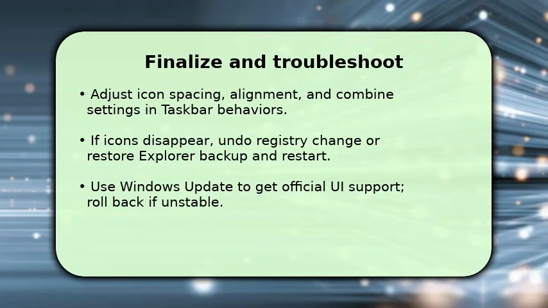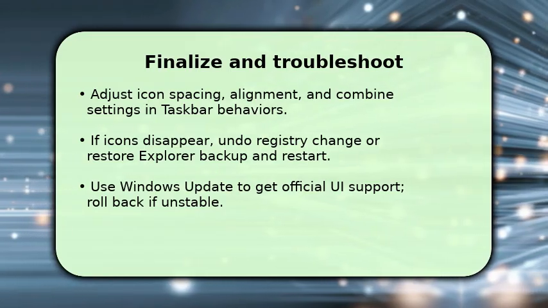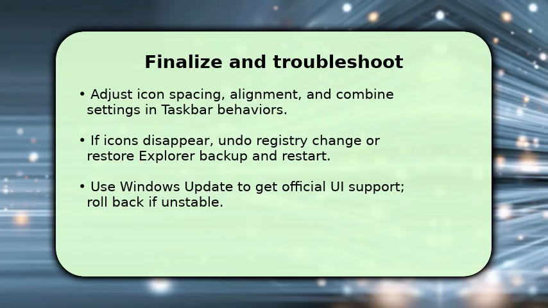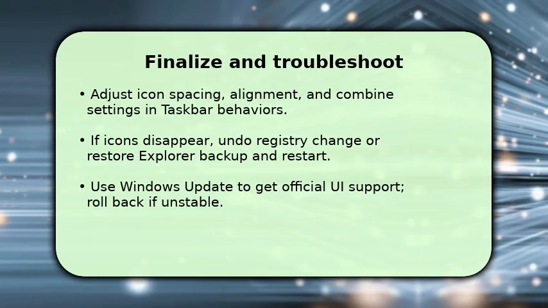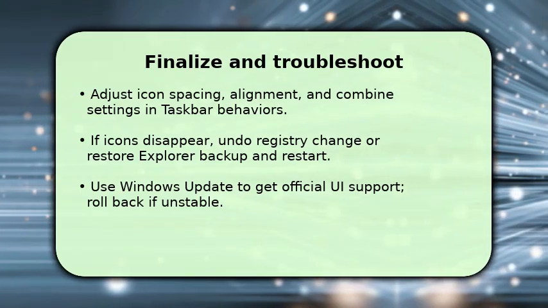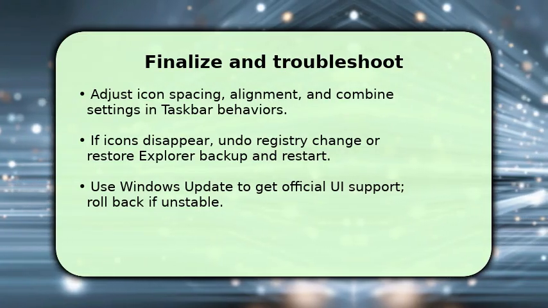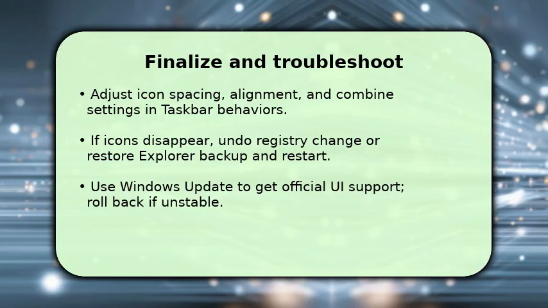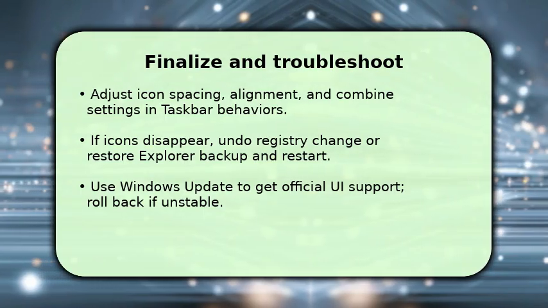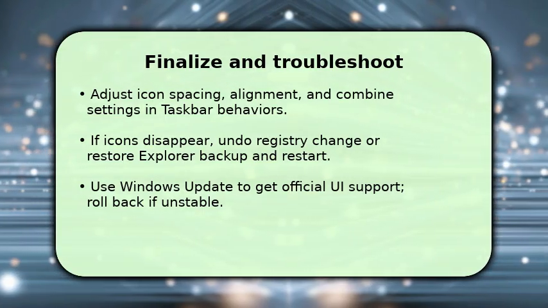If something goes wrong, like missing icons or crashes, revert the registry DWORD or restore the Explorer key backup and restart Explorer immediately. Finally, update Windows to an official build that supports the small taskbar, and only keep registry tweaks as a temporary workaround if updates fix the feature natively.